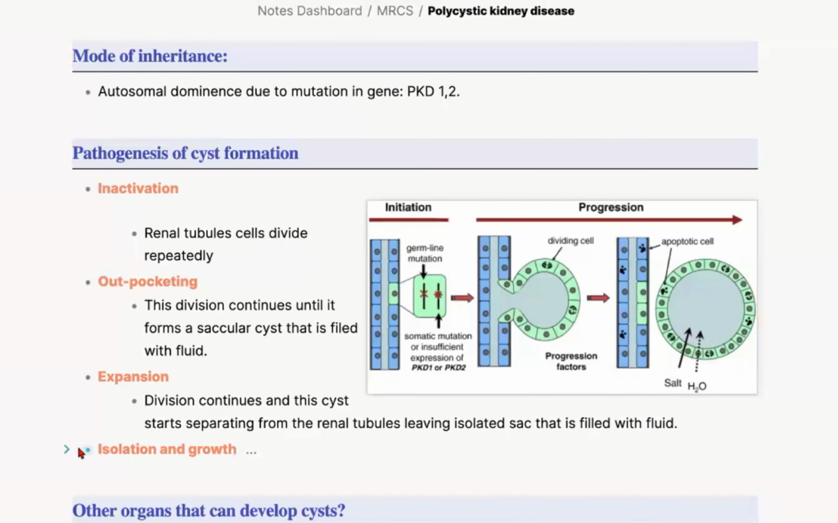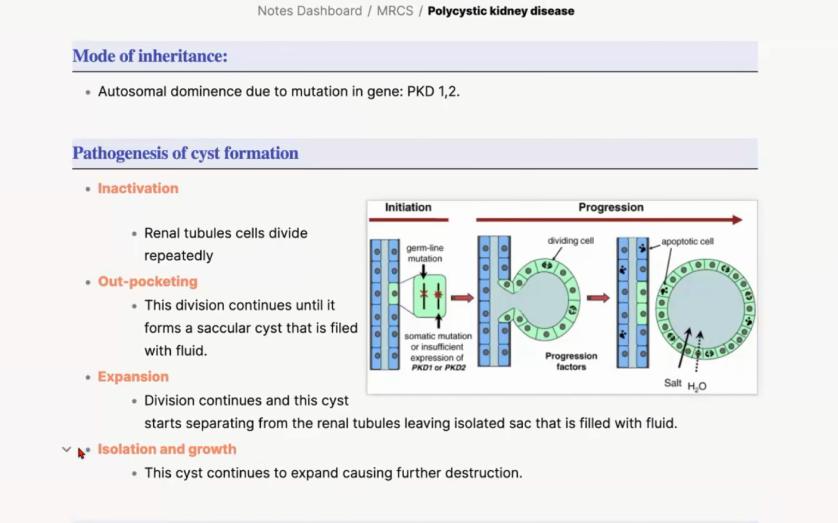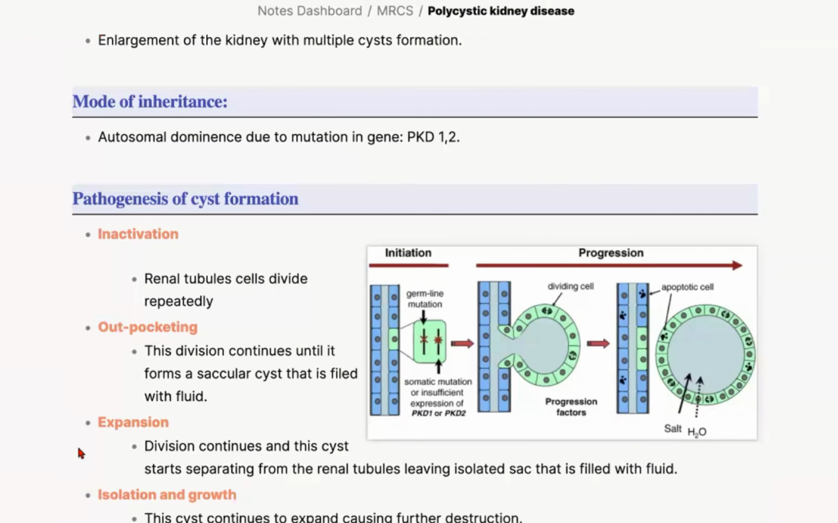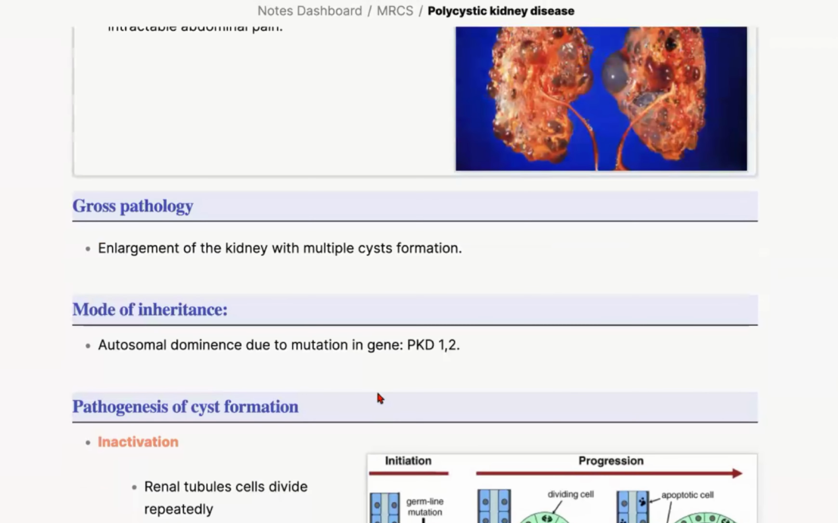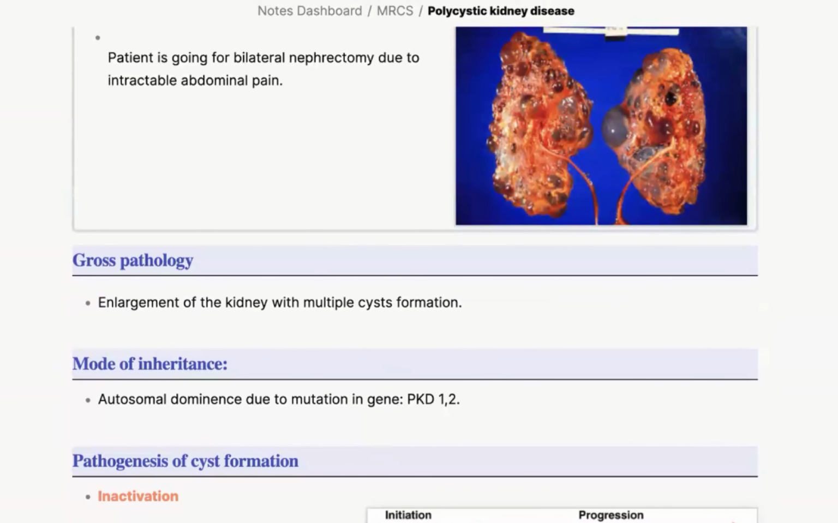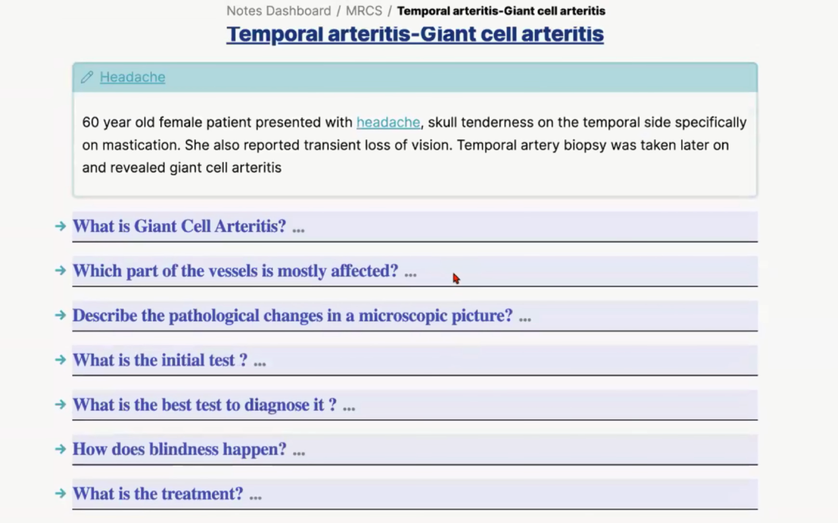Isolation of the growth, under reaching certain size, it will be completely isolated from the tubules and it will form an independent fluid filled cavity that is called a cyst. All right. So you just want to highlight the keywords that you're saying to your examiner so that they're able to follow what you're saying, especially when you have a quite long answer like this one. All right. Yes. Good. I will give you that scenario as well.